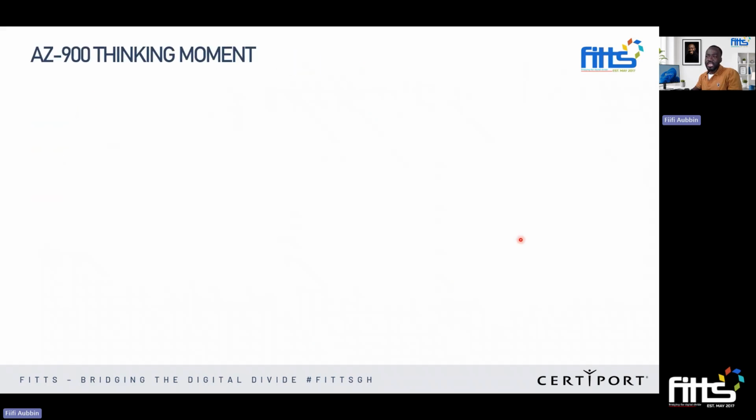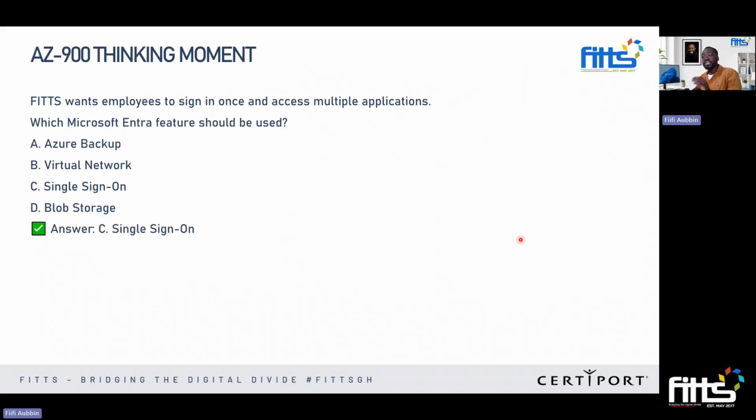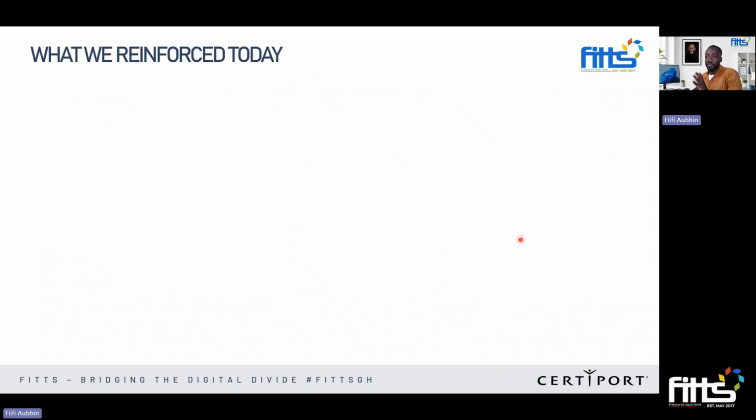So let's look at the AZ-900 thinking moment. FIT wants employees to sign in once and access multiple applications. Which Microsoft Entra feature should be used? Is it Azure Backup, Virtual Network, Single Sign-On, or Blob Storage? So the obvious answer here is Single Sign-On. You sign in once, you have access to multiple applications.